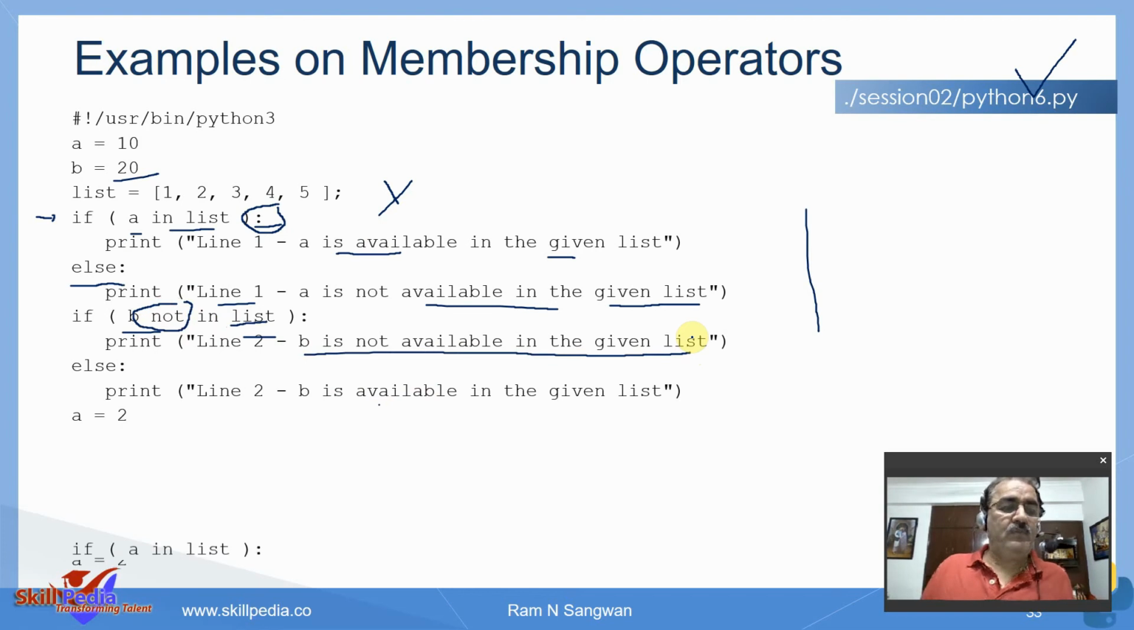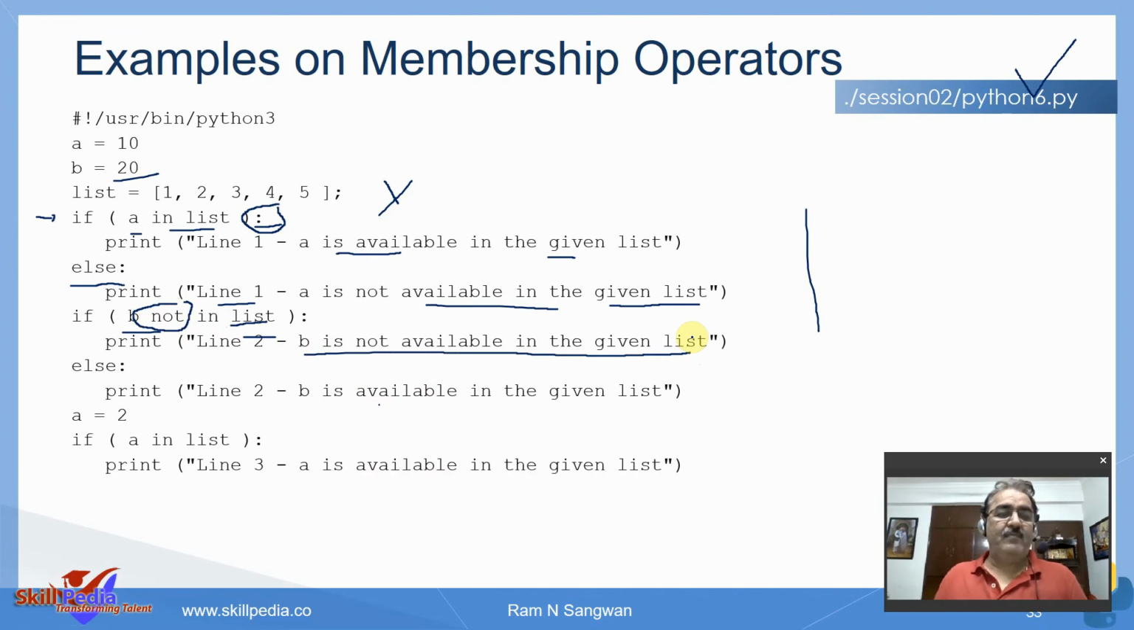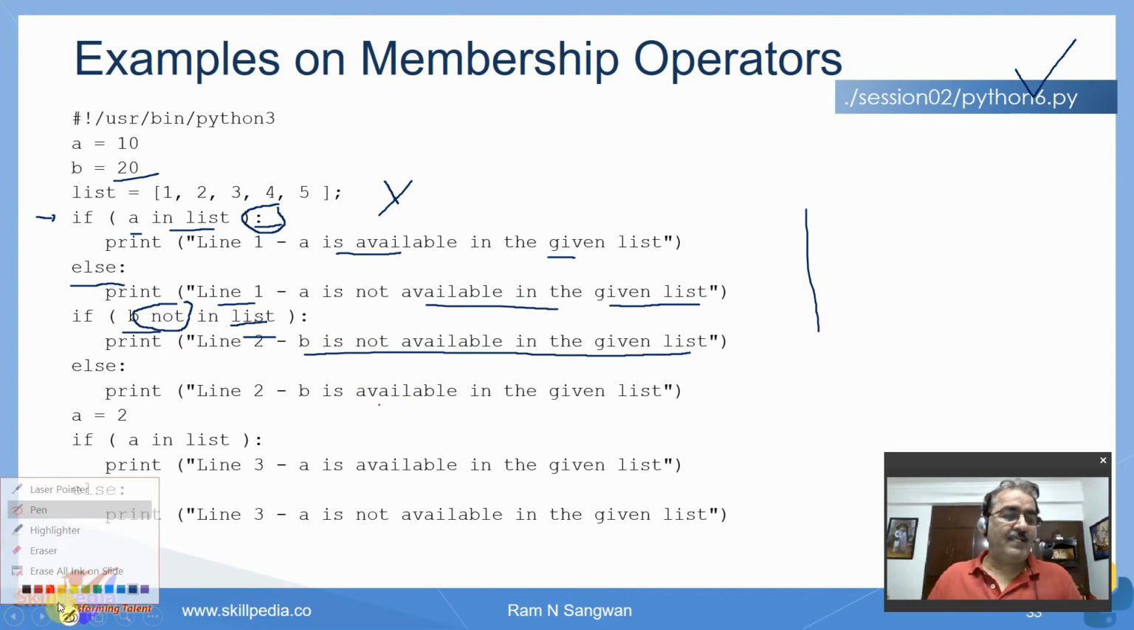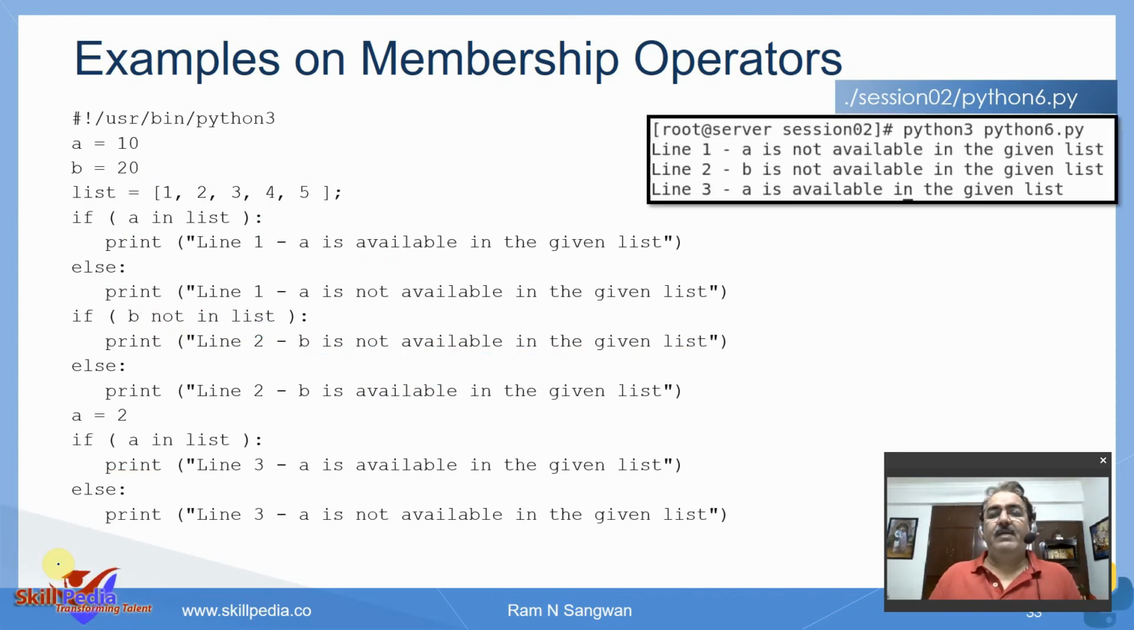Similarly, A equal to 2. Now you try again. A in the list? Yes, in the list. So A is available in the list. Similarly, print A is not available in the list. So when you execute this, you can easily guess the output now. This is output. A is not in the list. B is not available in the list, and A is available in the given list after you change the value of A here.